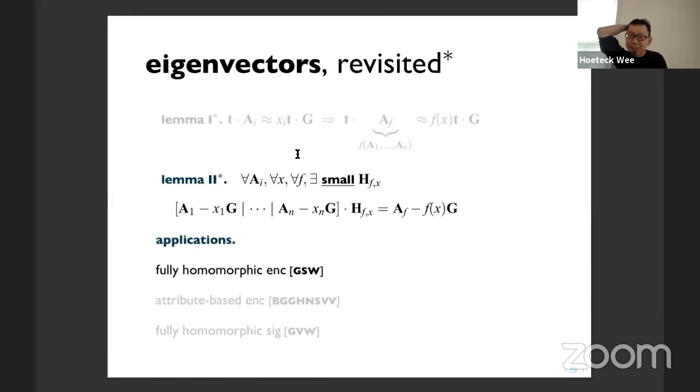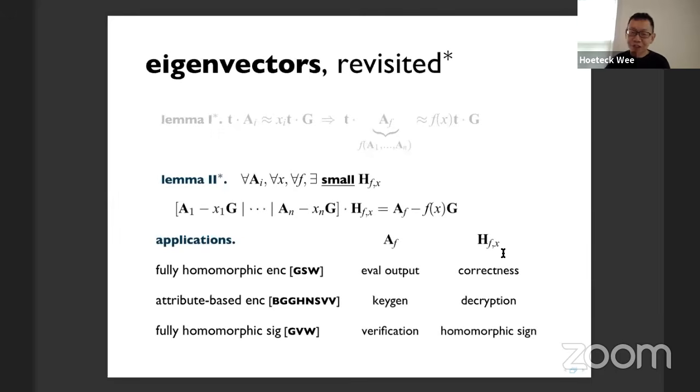So this equation has a couple of applications already. We have seen applications to FHE schemes. If you look at an FHE scheme, A sub F is basically your evaluated ciphertext, the ciphertext you get after actual evaluation. You use the H matrix not in any algorithm, but to argue the correctness of the scheme. Later today you will see how this equation comes up in building ABE and fully homomorphic signatures, where the matrices A sub F and H sub F,x play different roles. By the way, for those of you playing bingo, the tutorial doesn't count. The bingo starts after the tutorial.